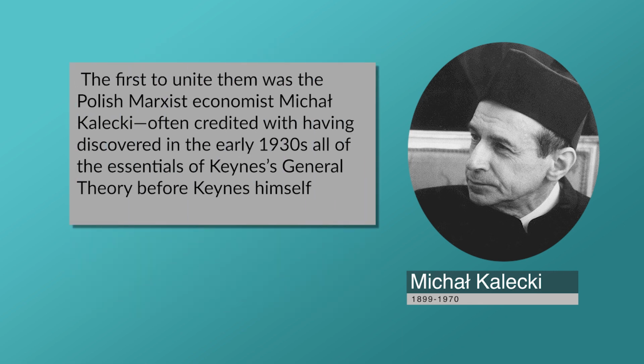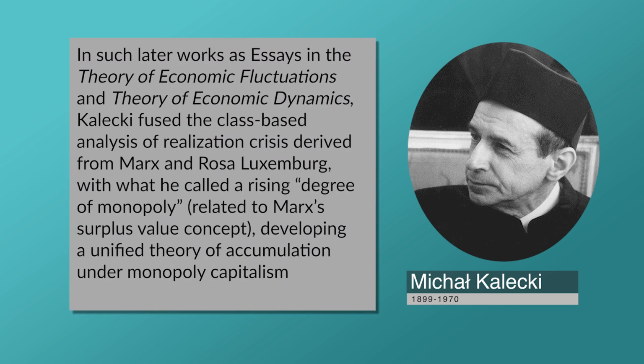The first to unite them was the Polish Marxist economist Michael Kalecki, often credited with having discovered as early as the 1930s the essentials of Keynes' General Theory long before Keynes himself propounded the theory. In such later works as the Essays in the Theory of Economic Fluctuations and the Theory of Economic Dynamics, Kalecki fused the class-based analysis of capitalism, the realization crisis derived from Marx and Rosa Luxemburg, with what he called a rising degree of monopoly reflected in Marx's surplus value, developing a uniform theory of accumulation under monopoly capitalism. So Kalecki propounded the theory of accumulation under monopoly capitalism.